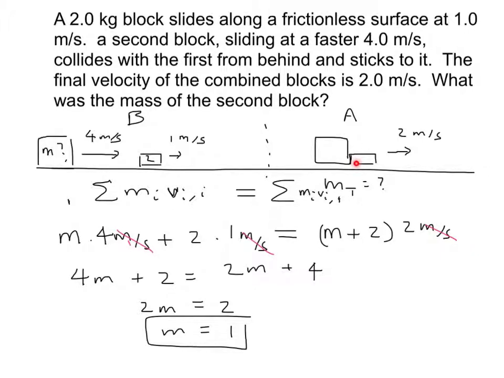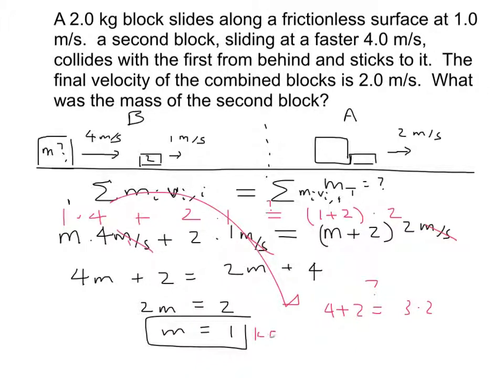So what does that work out to? Let me just check this. So we've got 1 times 4 plus 2 times 1. Is that equal to 1 plus 2 times 2? So we've got 4 plus 2. Is that equal to 3 times 2? It certainly is. So it is 1 kilogram. That is the mass of the second block.